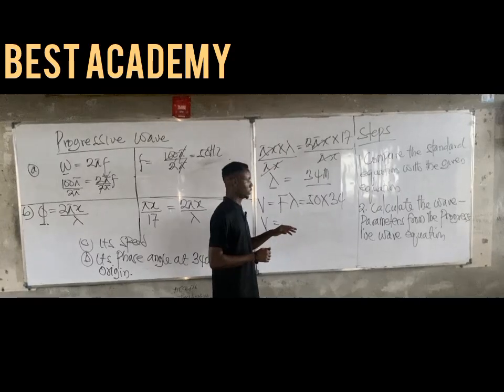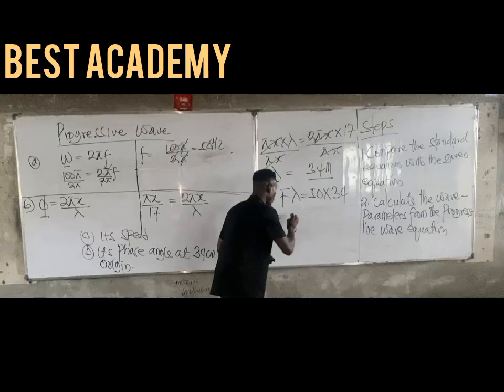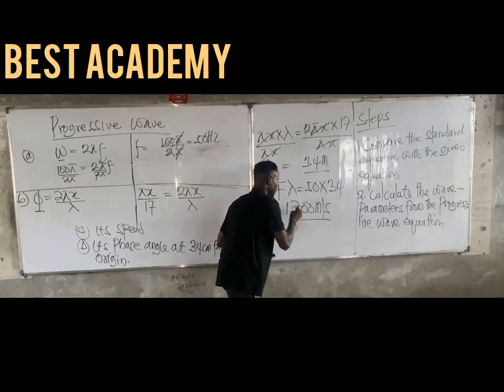Let's go here. Okay, look up here. 50 times 34 is said to be 1700 meters per second. Okay, this is the velocity here.